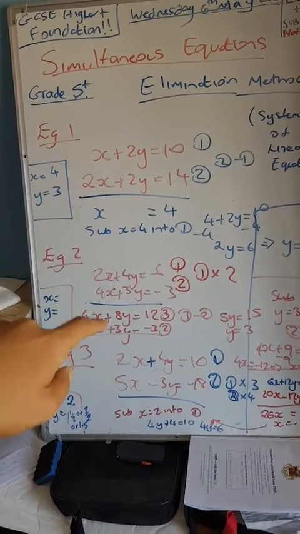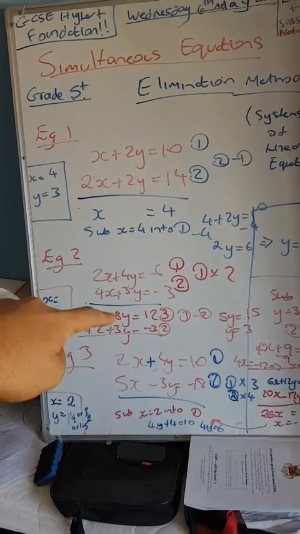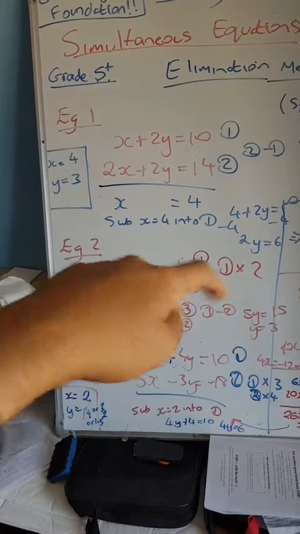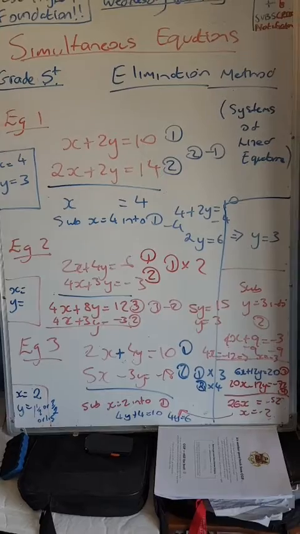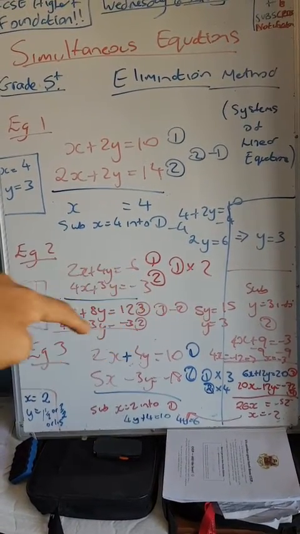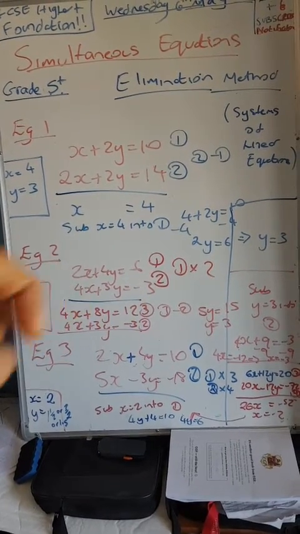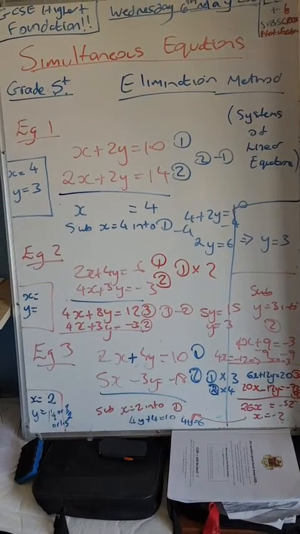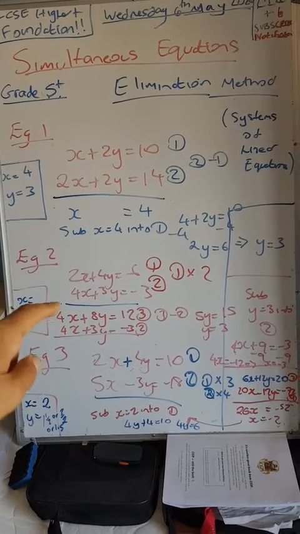So 4x minus 4x would be 0. 8y minus 3y would give me 5y. 12 minus minus 3 actually gives me plus 15, so 5y equals 15. Therefore, y equals 3. I would then sub y equals 3 into equation 2 to work out x. So I get 4x plus 9, because 3 times 3 is 9, is equal to minus 3. Rearrange this here, I get x equals minus 3. So x equals minus 3 and y equals 3 for these equations.